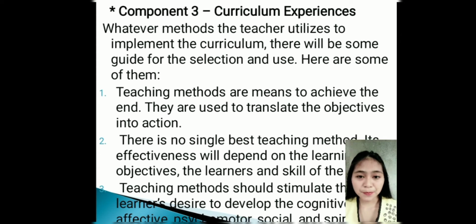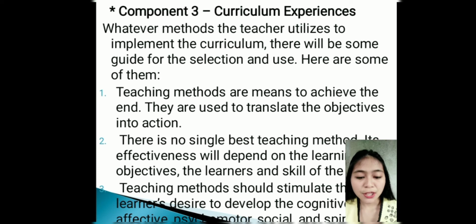In curriculum experiences, whatever method the teacher utilizes to implement the curriculum, there will be some guide for the selection and use, and here are some of them. 1. Teaching methods are means to achieve the end. Before teaching certain topics, we have learning objectives, and our teaching method is the way to achieve those learning objectives.